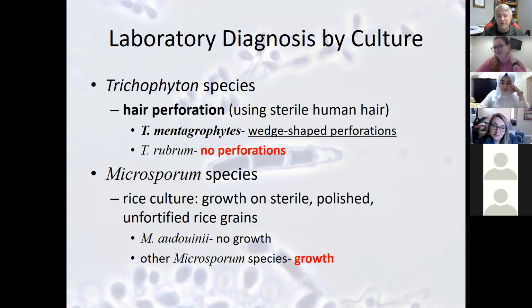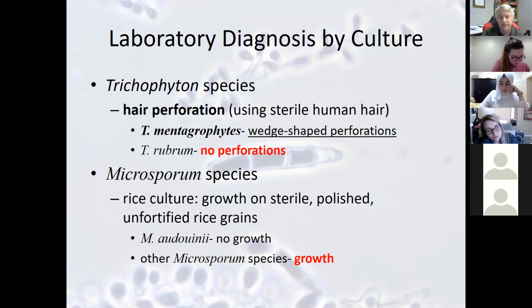But anyway, with trichophyton, we can use wedge-shaped perforations in the hair, so we can actually examine a human hair to see if it's infected. Microsporum species, a rice culture, growth on sterile, polished, unfortified rice grains, using that as its growth source. Other Microsporum species can grow on that. Microsporum audouinii does not grow on that.